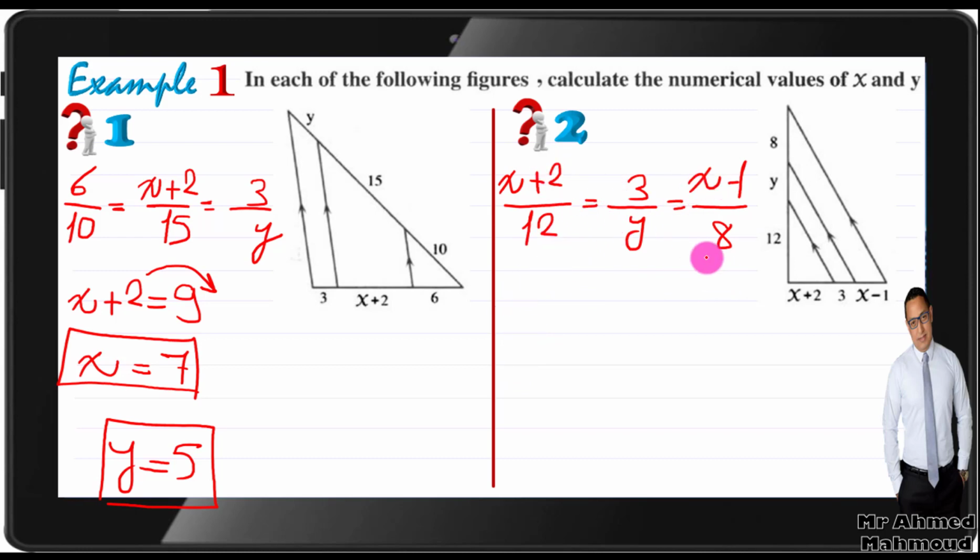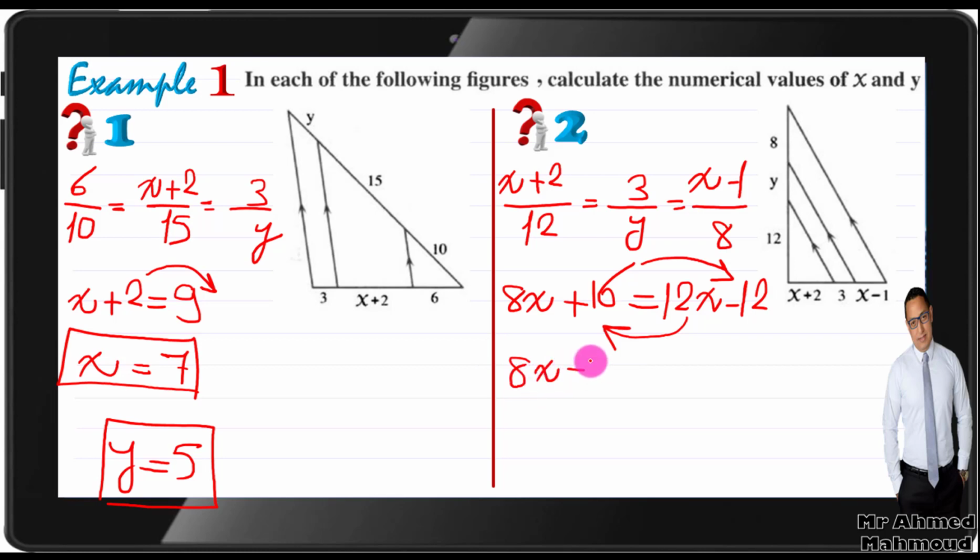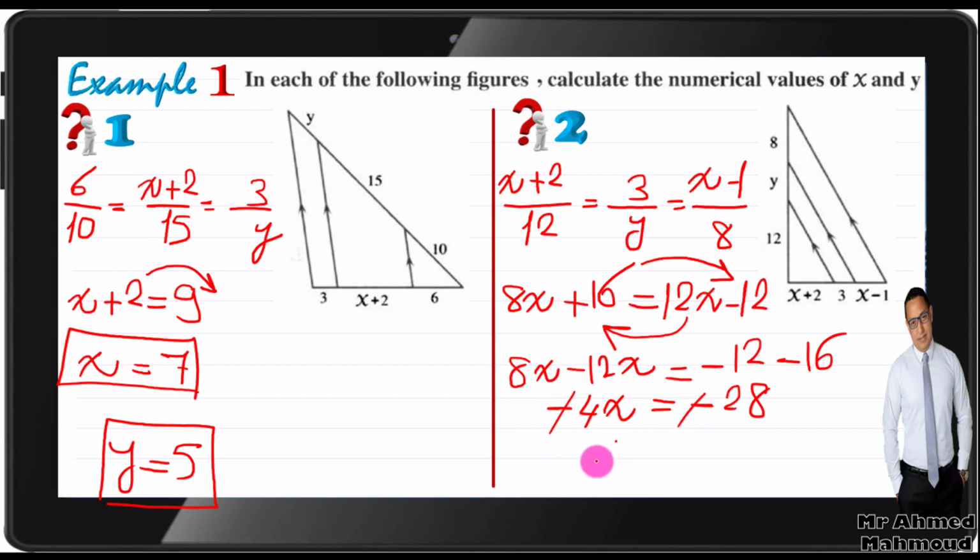x plus 2 times 8 equals 8x plus 16. And 12 times x equals 12x, 12 times negative 1 equals negative 12. Now I'm going to send 12x here and send 16 there. So 8x minus 12x equals negative 12 minus 16. 8 minus 12 equals negative 4x equals negative 28. Cross the negatives together, so x equals 28 divided by 4 equals 7. This is the value of x.